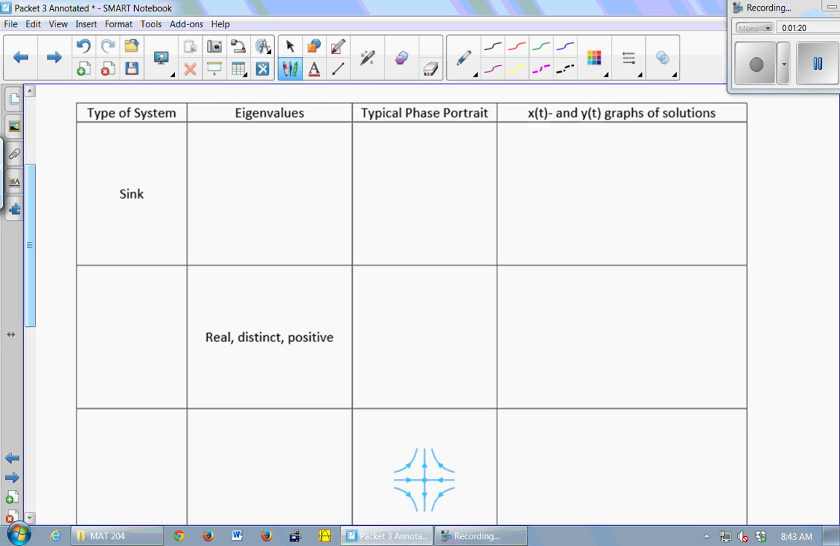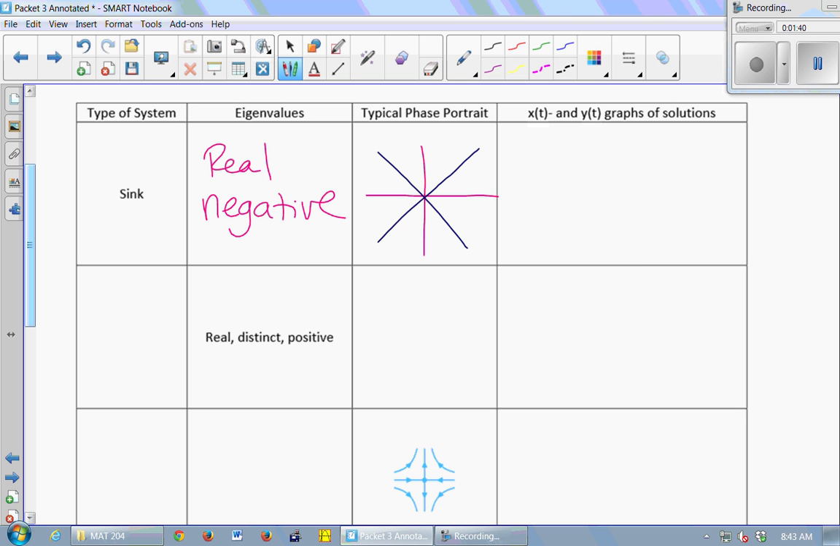Okay, a sink. What kind of eigenvalues give you a straight sink? Negative, real, right? And a typical phase portrait has got 2 straight line solutions. Just draw them in randomly. And then the rest of the phase portrait, each solution will start parallel to the eigenvector that's associated with the eigenvalue further from 0.